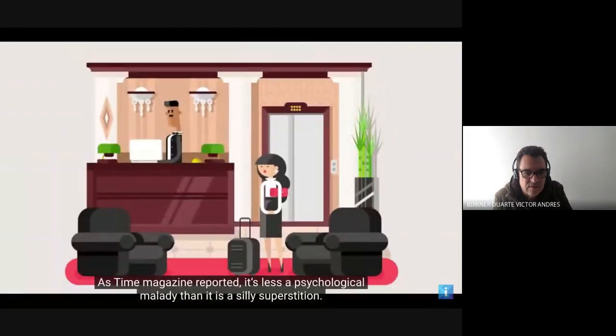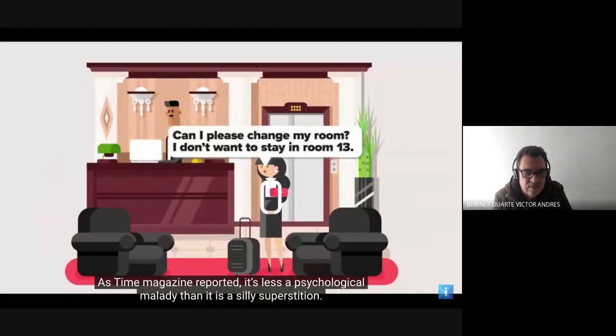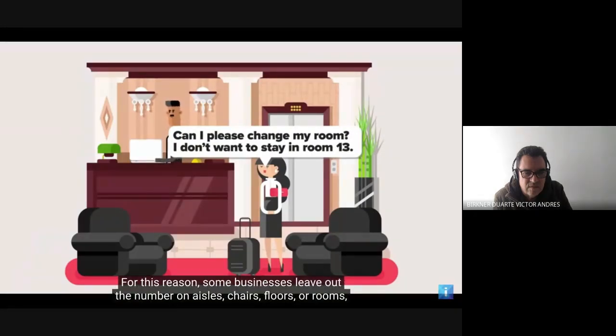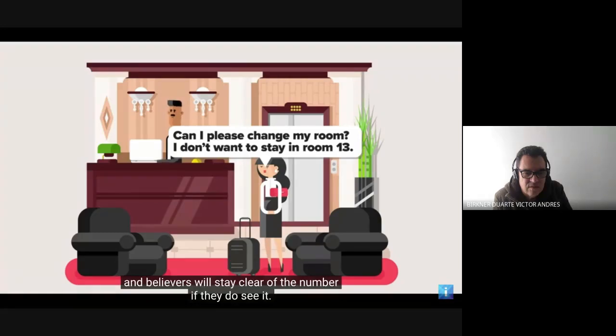As Time magazine reported, it's less a psychological malady than it is a silly superstition. For this reason, some businesses leave out the number on aisles, chairs, floors, or rooms, and believers will stay clear of the number if they do see it.